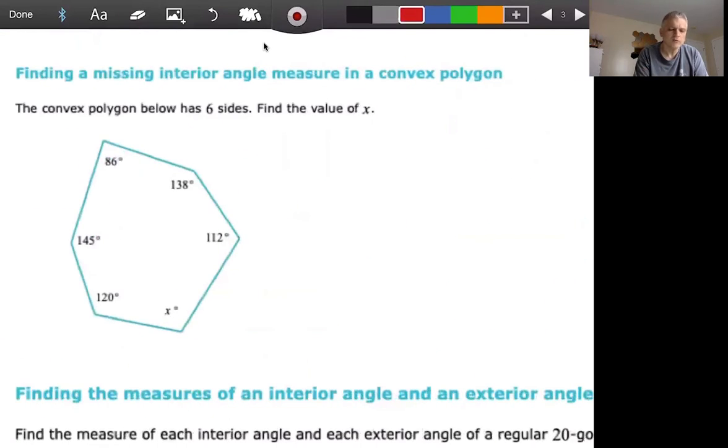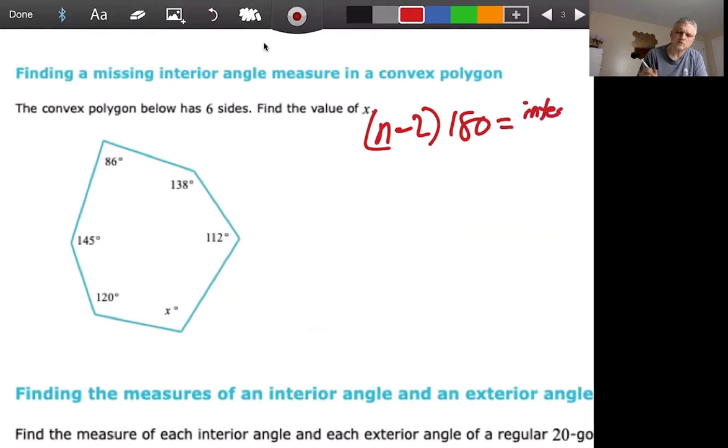Okay, moving along. We're going to take that piece of information that we just did, the (n minus 2) times 180 equals the sum, equals the interior angle sum.